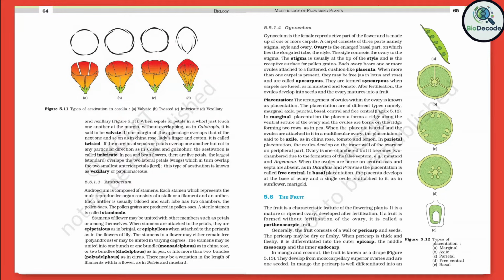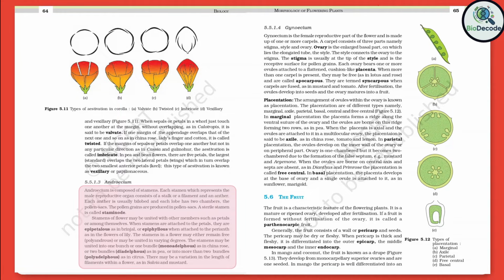Androecium. Androecium is composed of stamens. Each stamen, which represents the male reproductive organ, consists of a stalk or a filament and an anther. Each anther is usually bilobed, and each lobe has 2 chambers. Pollen sacs. Pollen grains are produced in pollen sacs. The sterile stamen is called staminode.